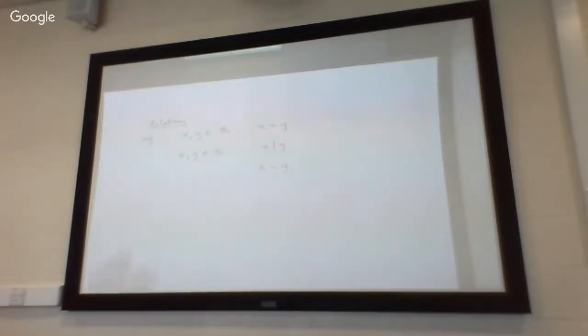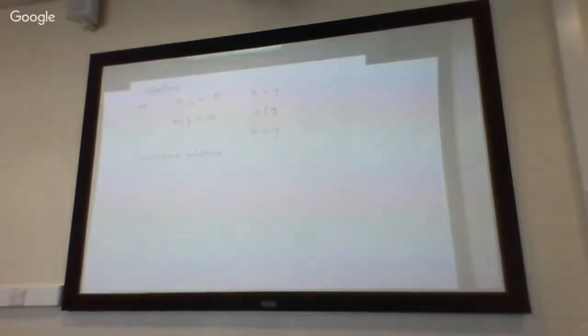And equivalence relations are a special type of relation. Relations satisfying certain properties. They're technical looking and sounding properties. But before we get into discussing the properties, I just want to draw a picture.